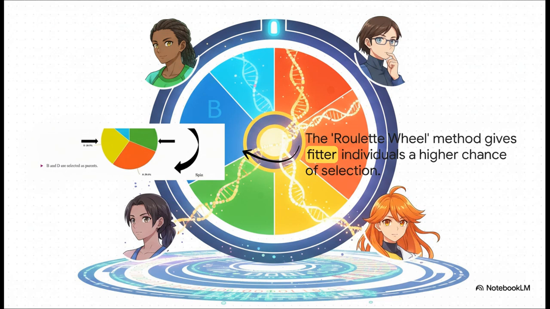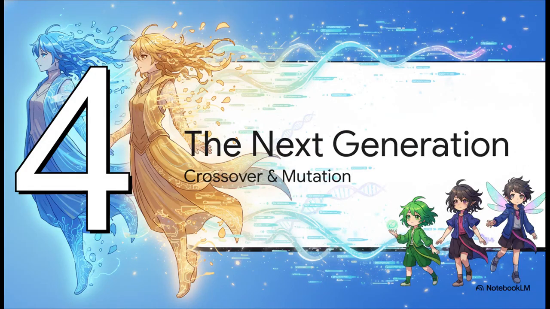The fitter a solution is, the bigger its slice of the pie. Then you just spin the wheel, and whichever one it lands on gets to be a parent. It's a really elegant way to make sure that the best genes, the parts of the most successful solutions, are way more likely to get passed on to the next generation. Okay, so we've used our fitness test and spun the roulette wheel to pick our proud parents. Now it's time to actually create the next generation of solutions, the offspring.